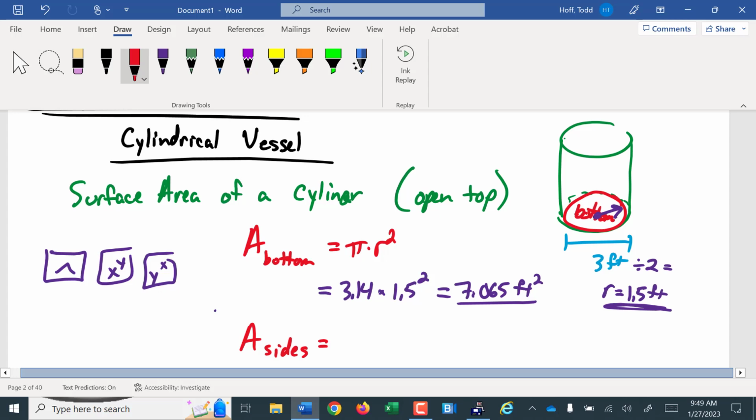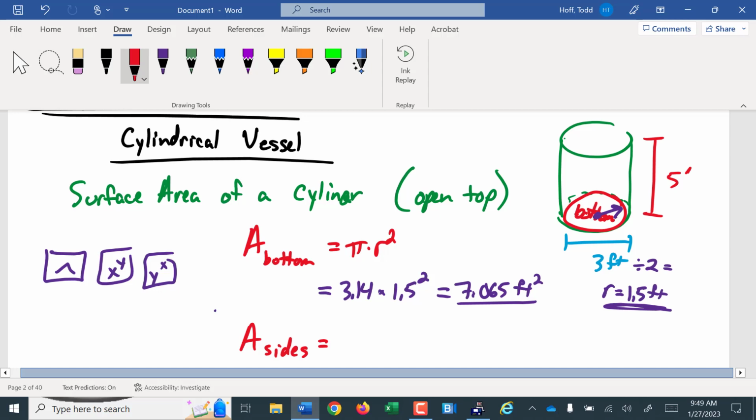So our next step then is we have to find the area of the sides. Well, if we think of this as being our cylinder here, we just found the area of the circle on bottom. Well, the sides, if we cut it down the side, we can unroll it and it becomes simply a rectangle. The height of that rectangle is just the height of our cylinder. Let's say that we have a height here of 5 feet. So this is 5 feet.